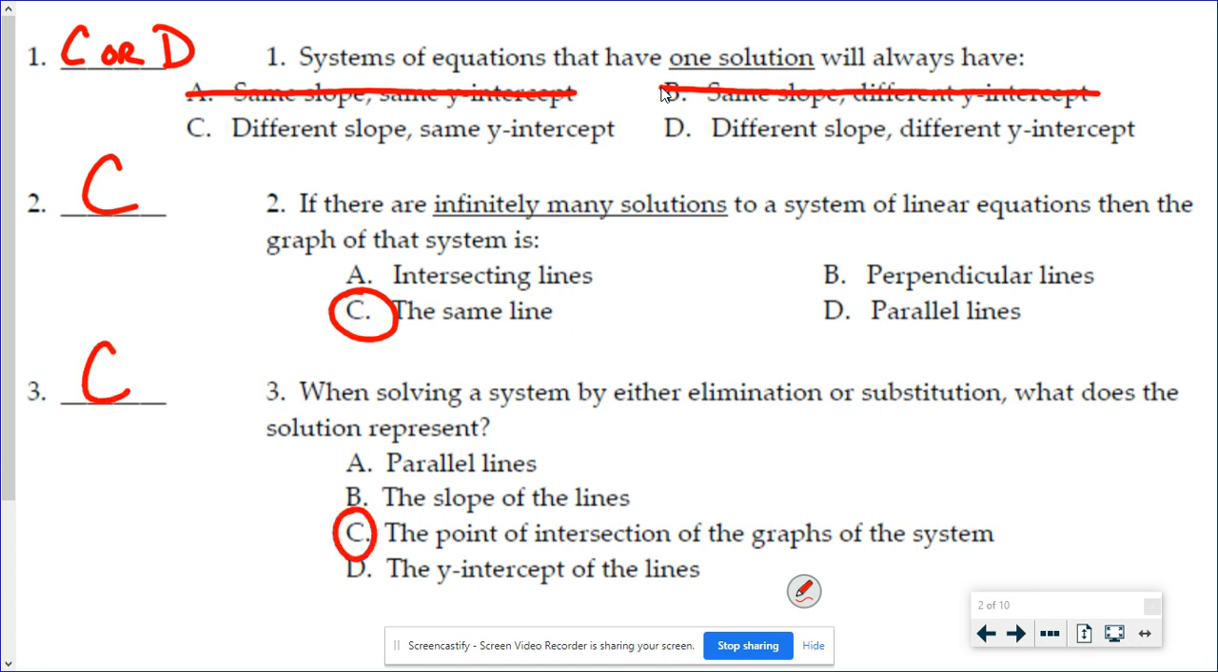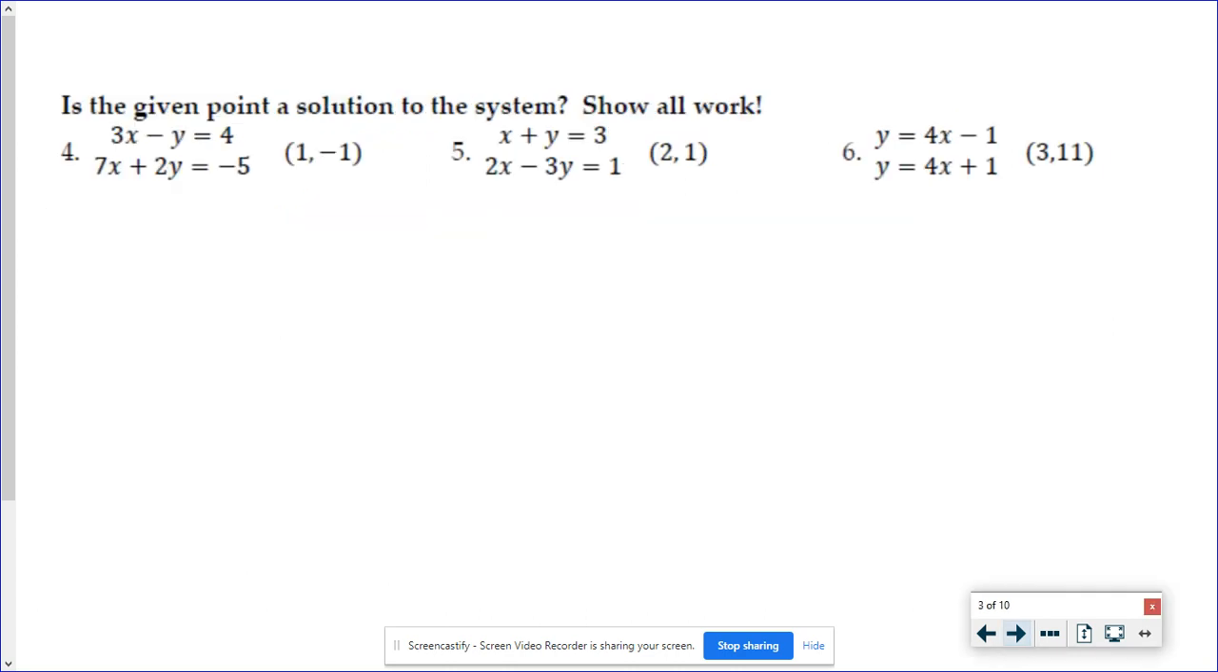So yeah, I know there's a bunch of C's there, but I promise that's not on purpose. I'm not trying to mess with you or anything. That's just how it happened to be. I had taken out some other problems and the ones that were left were all C's.